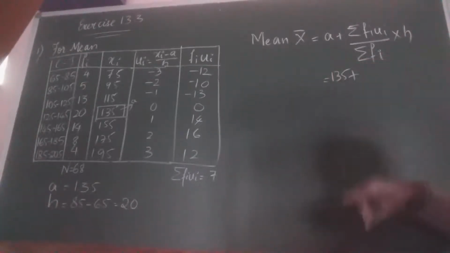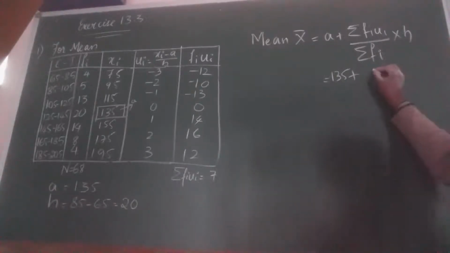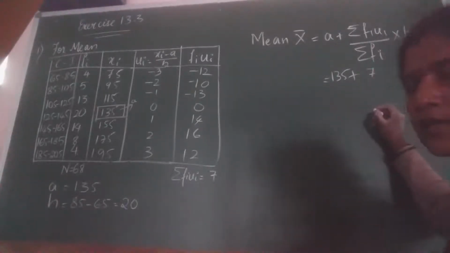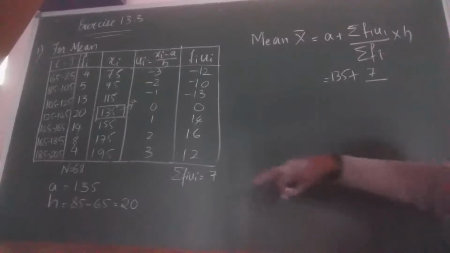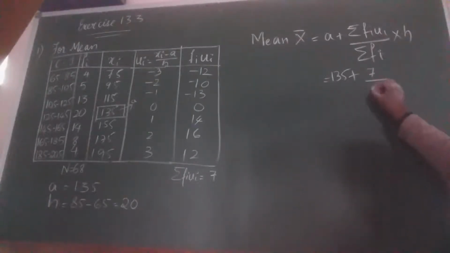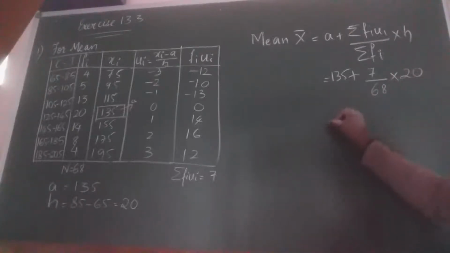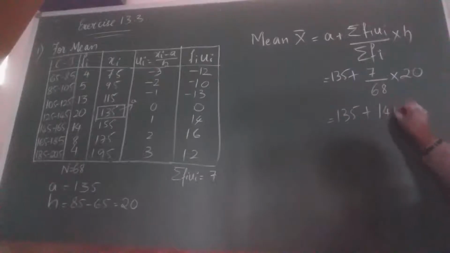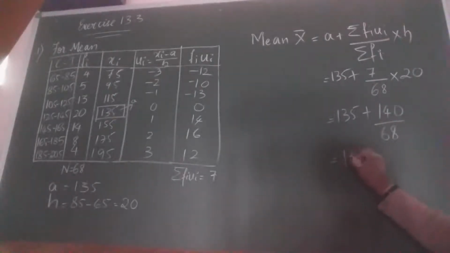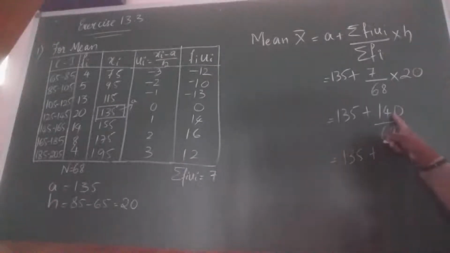135 plus summation of FiUi, it is 7. Okay, 7 divided by summation of Fi, it is nothing but 68, into class size 20. So that is 135 plus 7 twos are 14, that is 140 divided by 68. So now let me do the division, 140 divided by 68.